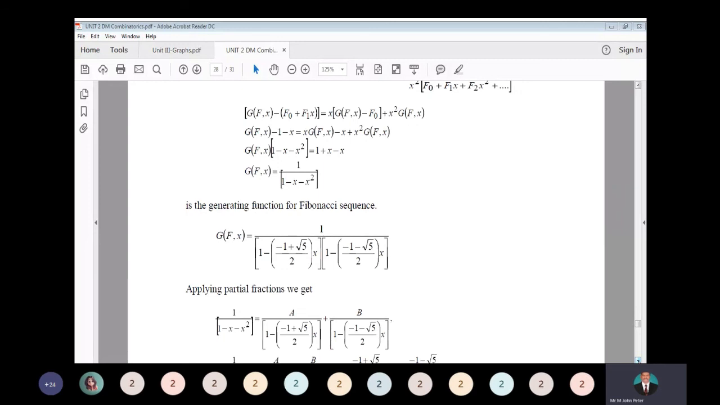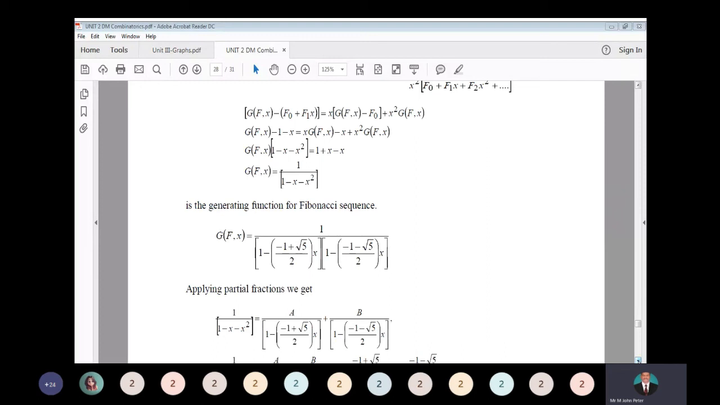So g of x is 1 divided by 1 minus (minus 1 plus root 5 by 2) x, and another factor 1 divided by 1 minus (minus 1 minus root 5 by 2) into x. We already solved in one problem the Fibonacci sequence concept. There we identified the root, and here they are using that root straight away.